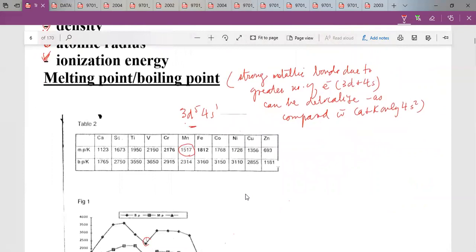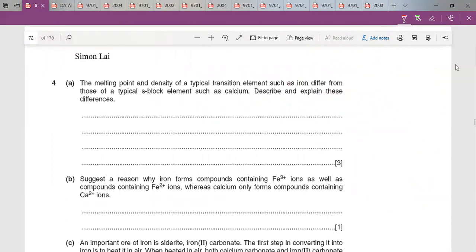Okay, first thing is melting point. Normally melting point you compare to the S block. Let me show you a question that talks about that. Melting point, page 72. They always compare with calcium. The melting point and density of a typical transition element such as iron differ from those of the typical S block, such as calcium. Describe and explain. So 2 points in describe, for the melting point and for the density, and explain for these two, the differences. Remember, calcium is always used.